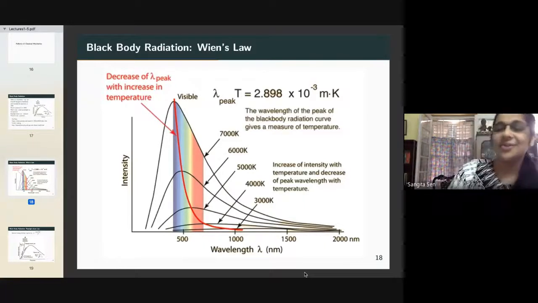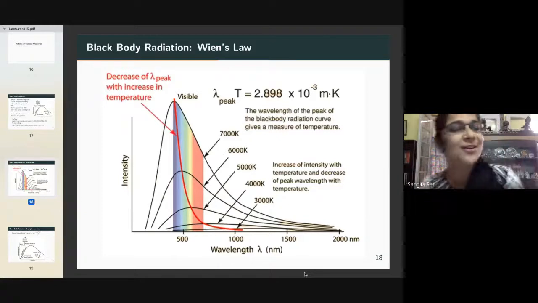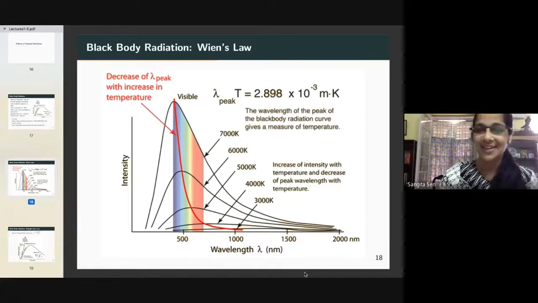Good that you asked. I should have clarified that. Okay. I did not spend time on the structure of the black body. I realized later.